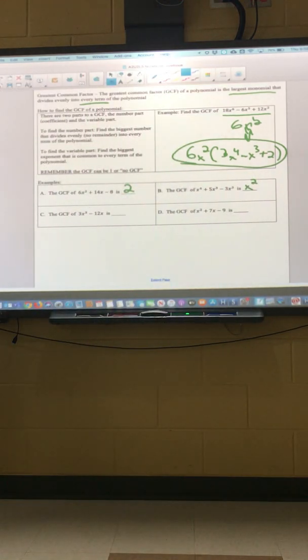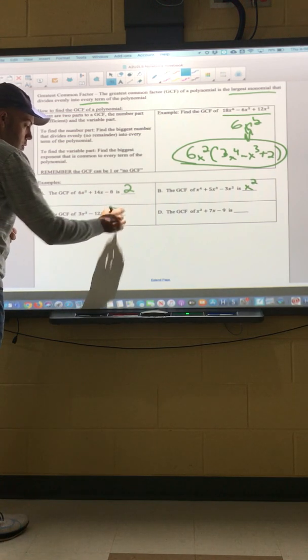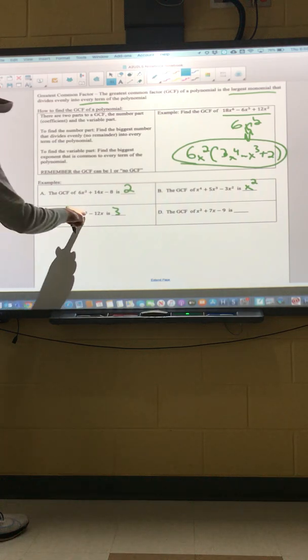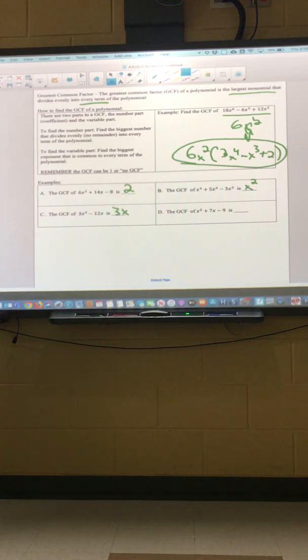All right, next. Here I see 3x to the 3rd minus 12x, okay? Well, I can divide 3 into both 3 and 12, so I'm going to use that. And then they do have a variable in common. They both have x. Now I can only take out x to the 1st because that's all that the 12 has. So my GCF there would just be 3x.